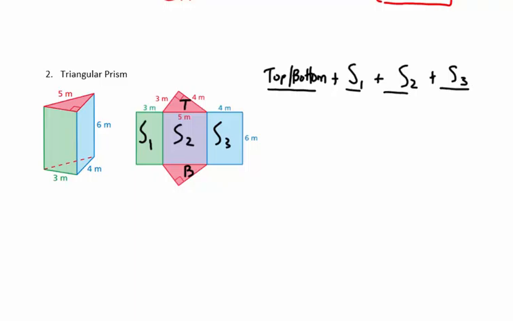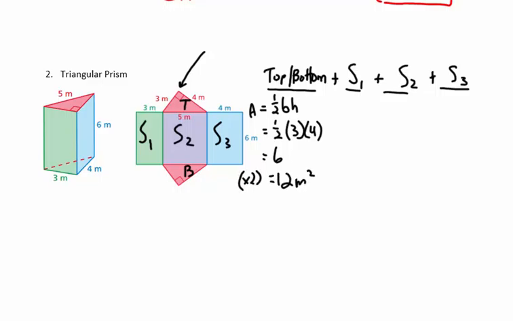So the top and bottom are triangles. That's 1/2 base times height, if you remember from the other day. The base and the height make the right angle, so you notice right here is the right angle. The 3 and the 4 create the right angle. So 1/2, 3 times 4, that's 6. Times 2, because there's 2 of those, that's 12 meters squared. Side 1 is 3 by 6. That's 18 meters squared.